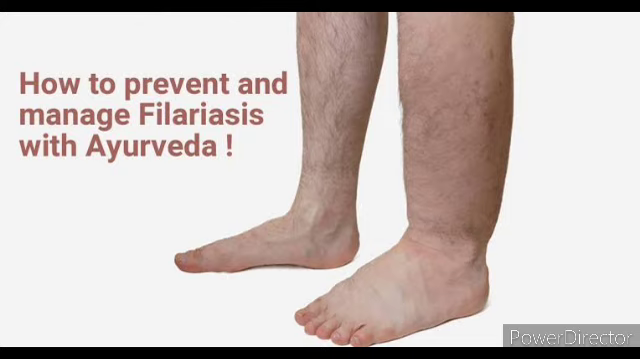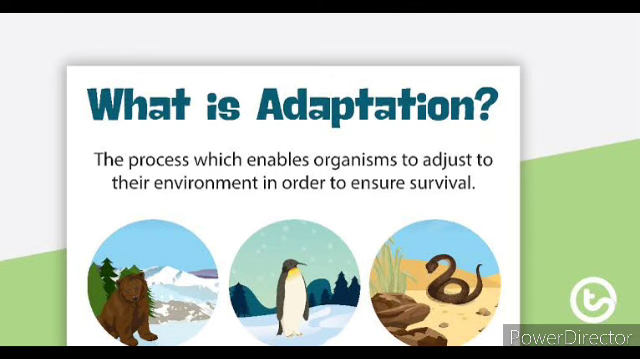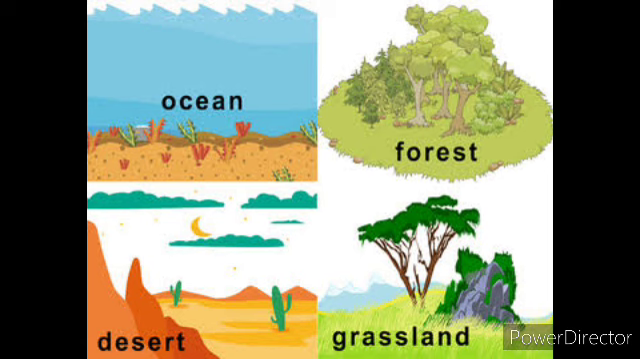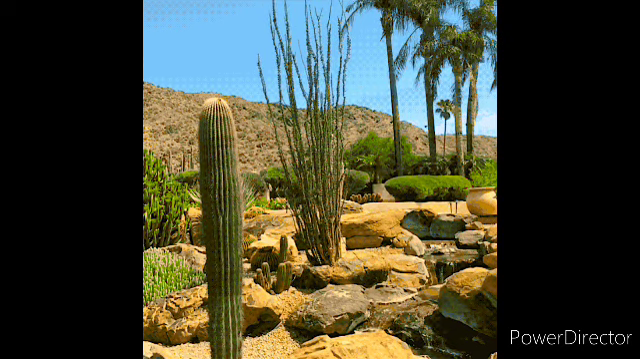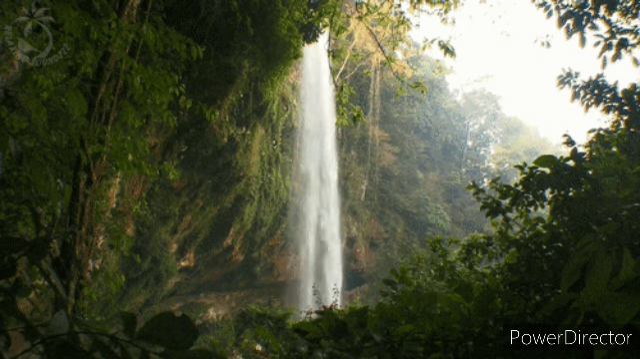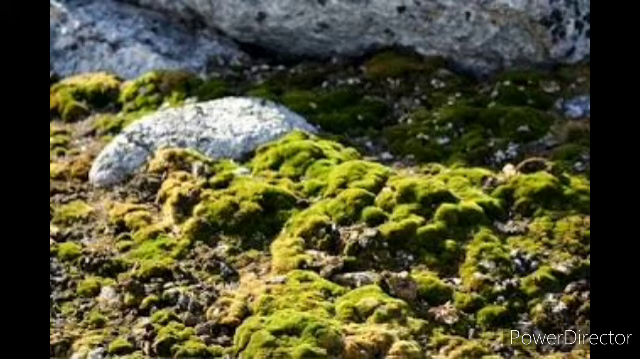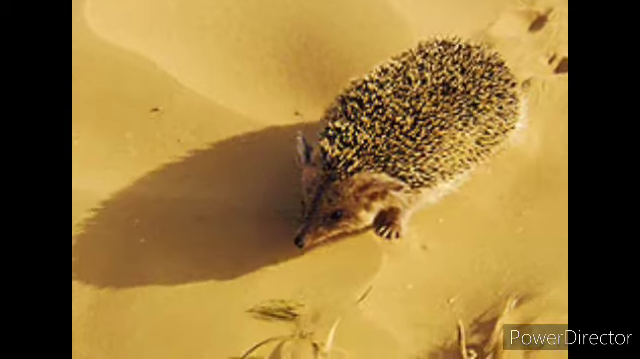And lastly, about adaptations and habitats. Adaptation is defined as the process where a species of an organism gradually becomes better suited to its environment. Habitat is the natural environment of an organism. Adaptations of plants in deserts in the form of spines, adaptations of plants in tropical rainforest, adaptations in aquatic plants, and even adaptations in polar regions we have studied.